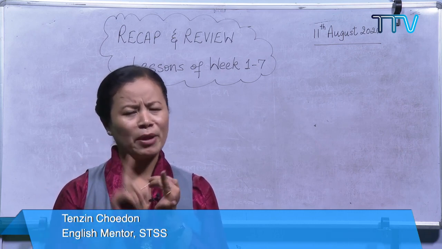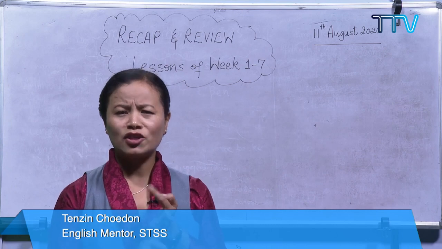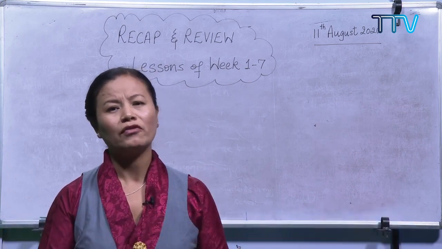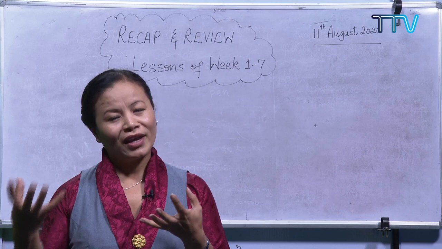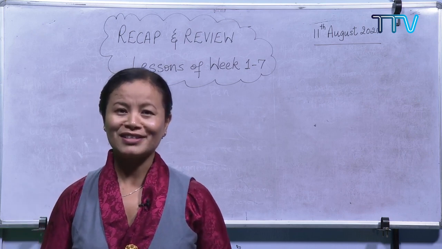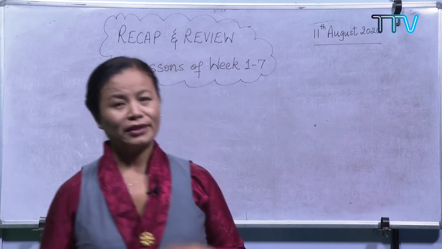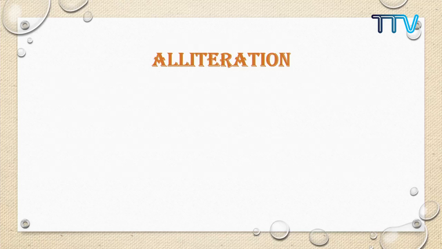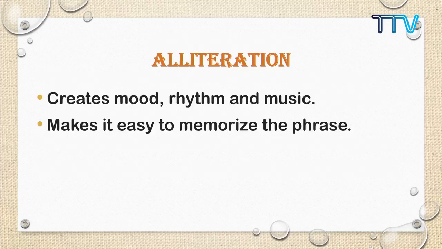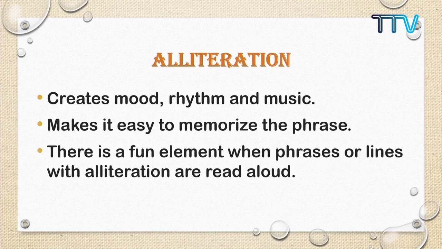Mickey Mouse, Peppa Pig, Donald Duck, Shaun the Sheep. So these are all examples of alliteration being used, right? So that was also one thing. Okay, let's look at the slide. What alliteration does is create rhythm, music, mood, and it makes it easier to memorize.